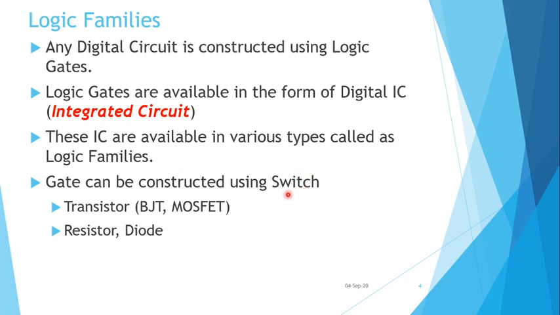So instead of a switch, these transistors can be used as a switch. Even resistors and diodes, though resistors are not specifically a switch, they are part of that circuit. And with a diode, when we provide forward biasing, it acts as a closed switch, and when we provide reverse bias, it acts as an open switch. So a diode can also be used to construct a gate, and this we have already discussed.